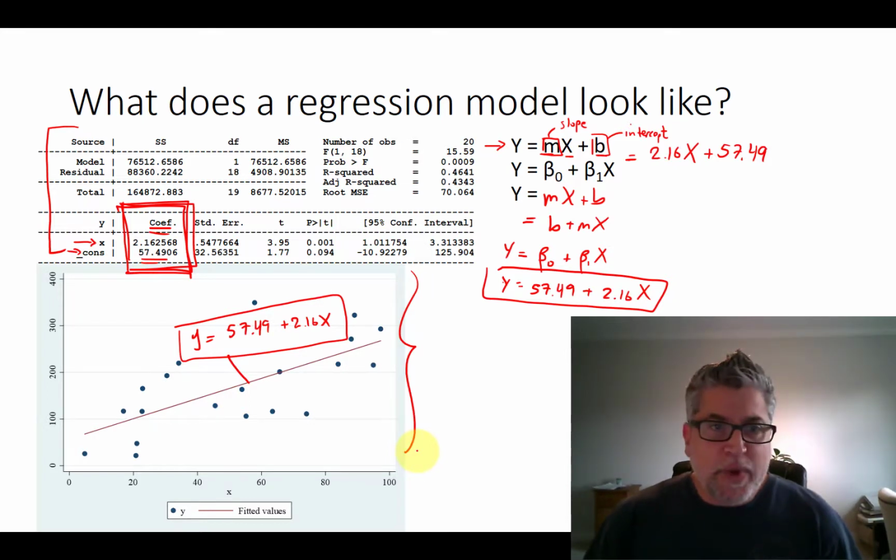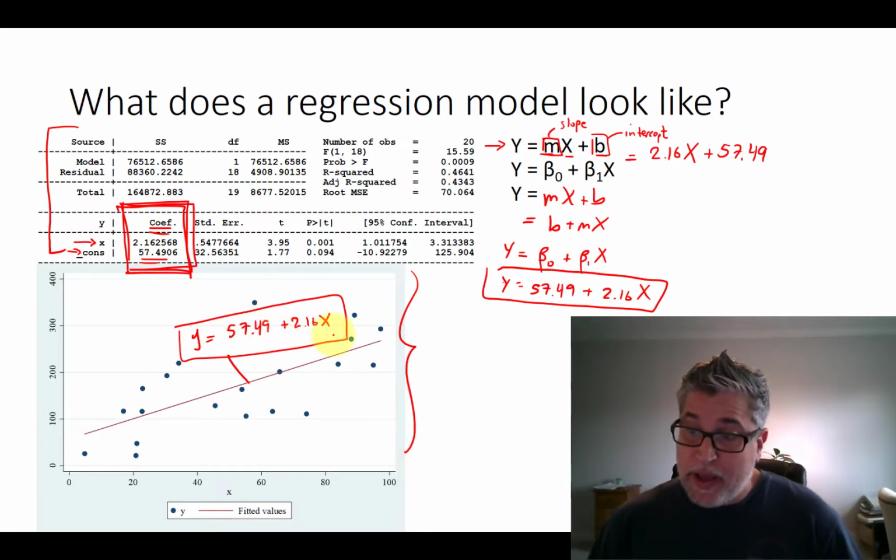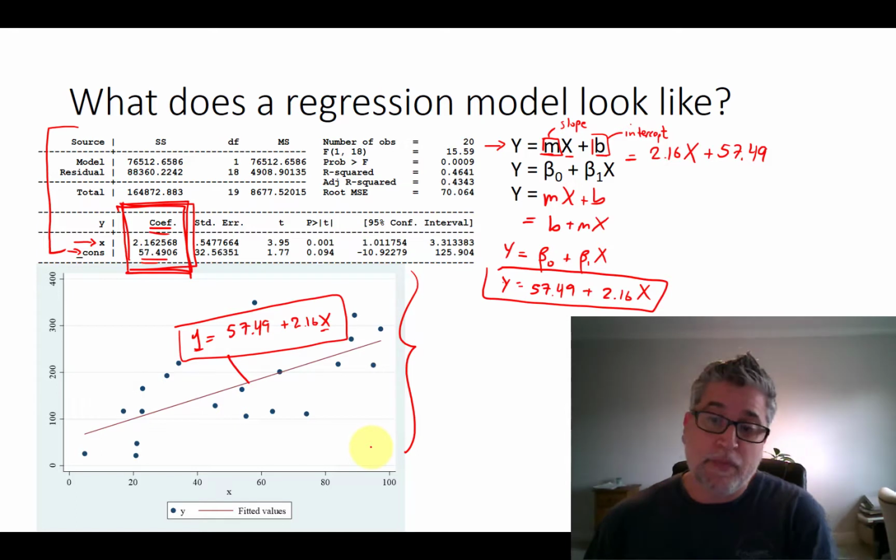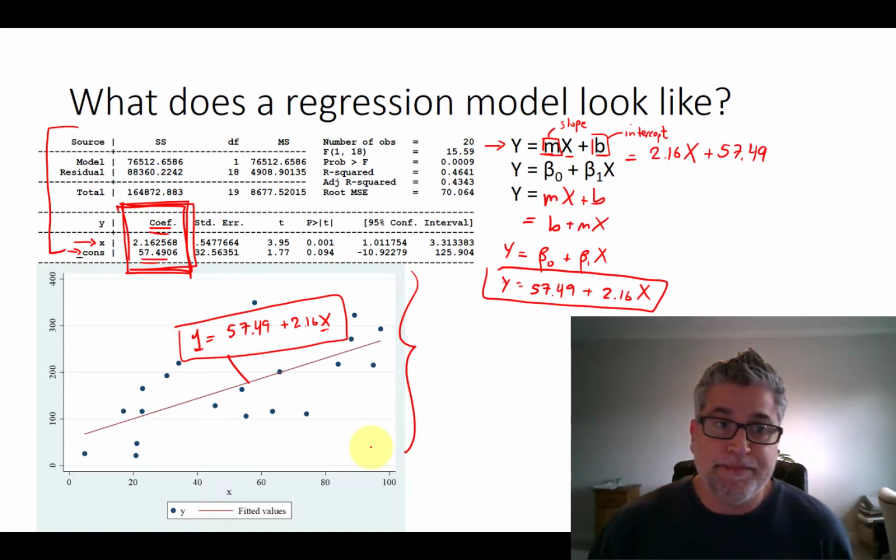Okay, we can use this to do all kinds of stuff. We can ask, if x changes, how does y change? Or if x is a particular value, what is y? All the things that you do in high school with the equation of a straight line, we can now do on our straight line.